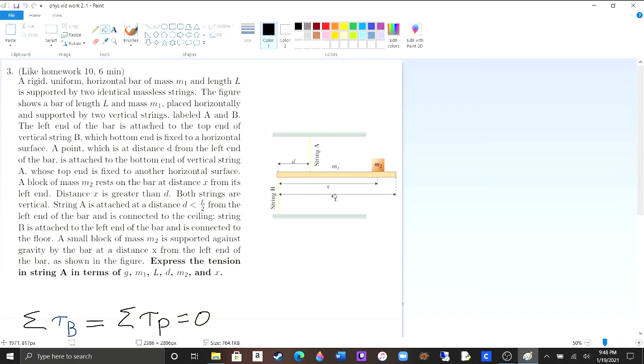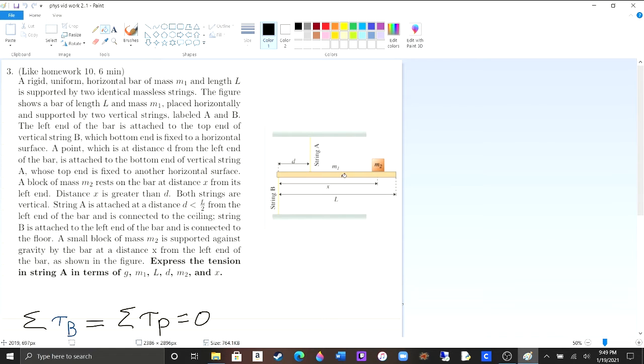The block of mass m2 is supported against gravity by the bar at a distance x from the left end of the bar as shown. So we have to express the tension in string A in terms of gravity, our bar's mass, the length of our bar, the distance between string B and A, the mass of our block, and x.